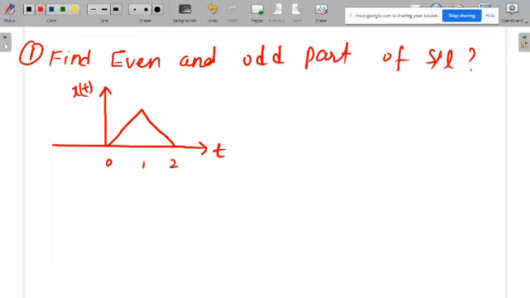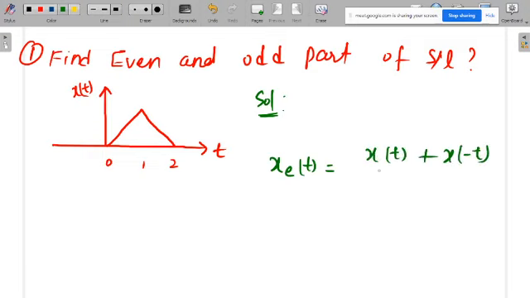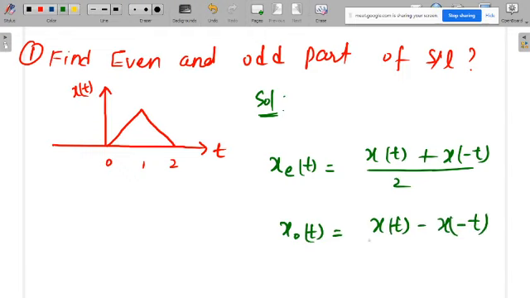So again, how to find out the odd component or even component? What is the formula? I'll write the formula for both. If you want to extract the even component, x of t has to be added with x of minus t and then divided by 2. If you want to get the odd component, x of t minus x of minus t divided by 2. Already we have x of t, we just have to calculate x of minus t, then add here and subtract here, so that you will get xe of t or xo of t.